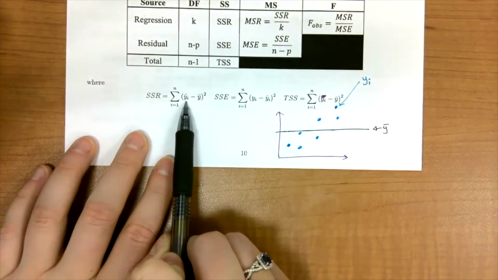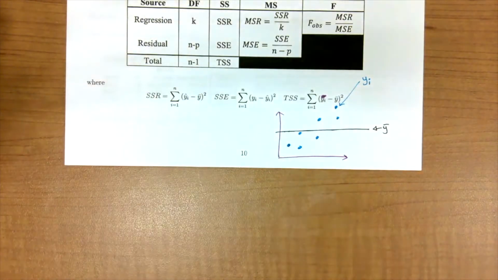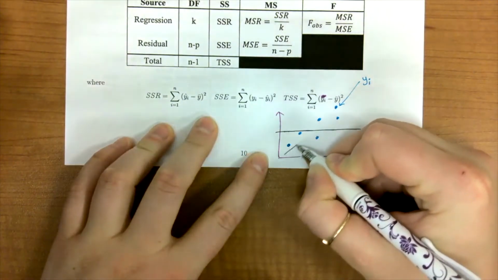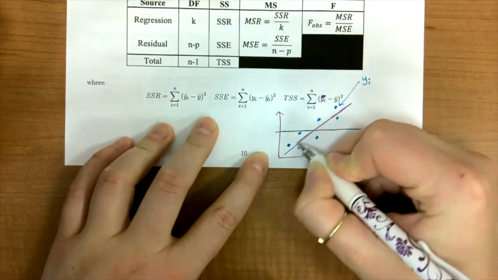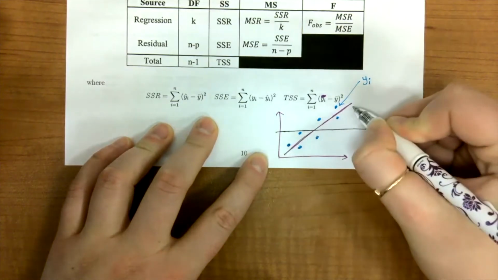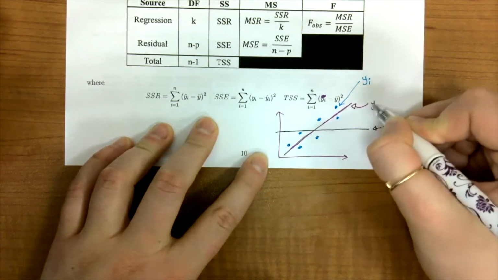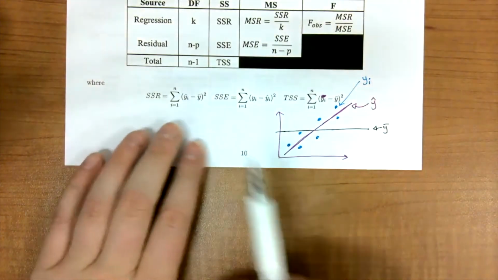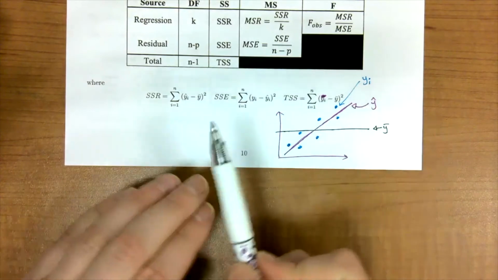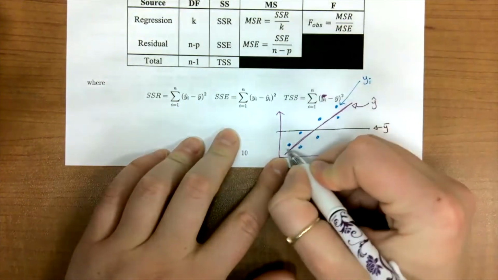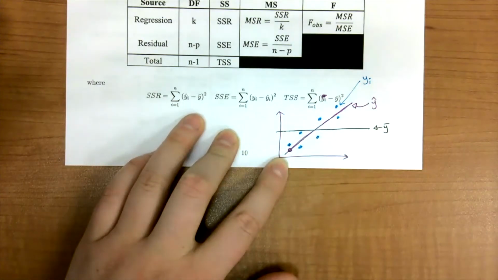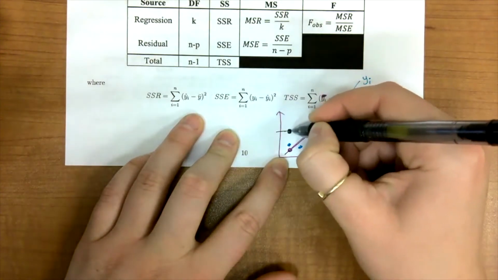What our y hat, or our estimated line, is going to do is find the line of best fit, which might be something like this. This is where we're going to get our y hat from. And so what our sums of squares regression is looking at is the difference between this point that we're predicting and this point right here.